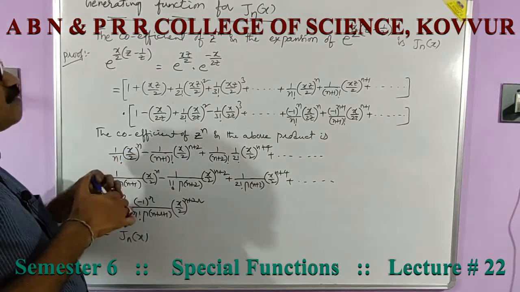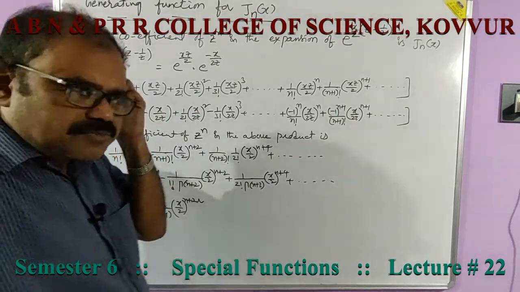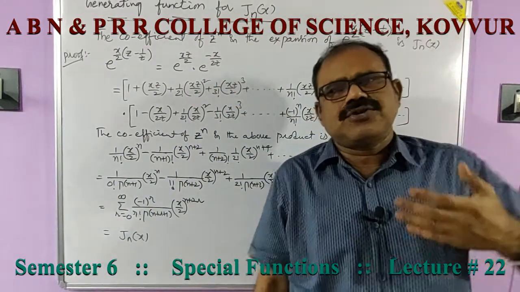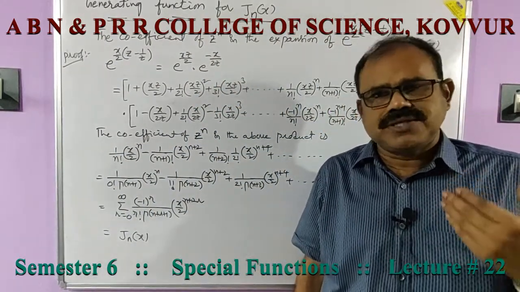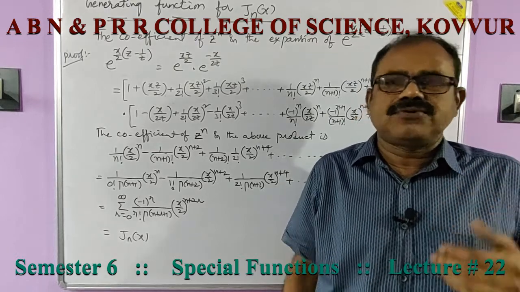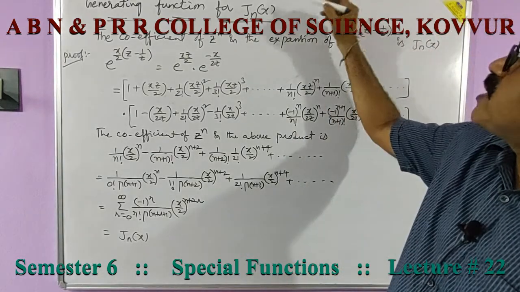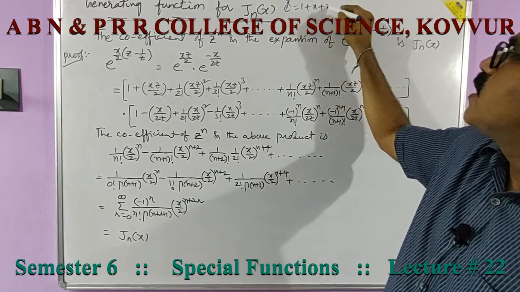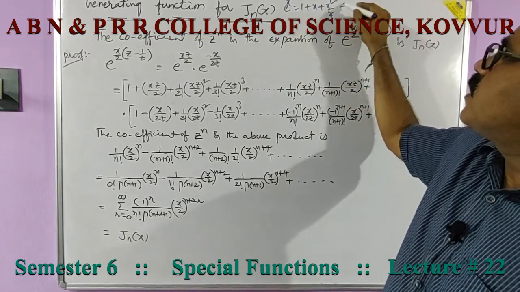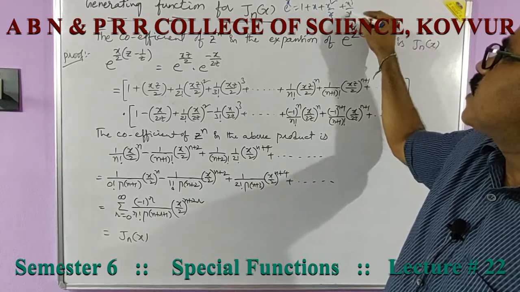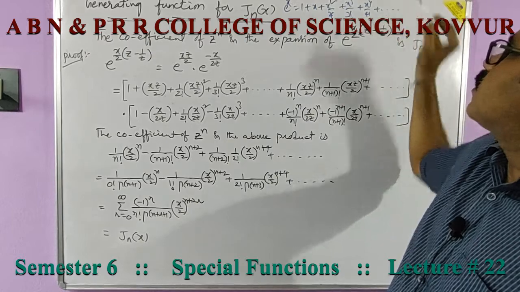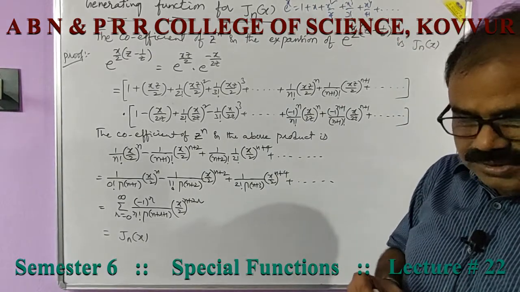What is the expansion of e^x? The expansion of e^x is 1 plus x plus x square by 2 factorial plus x cube by 3 factorial plus x power 4 by 4 factorial, going on and on. This is the expansion of e^x.